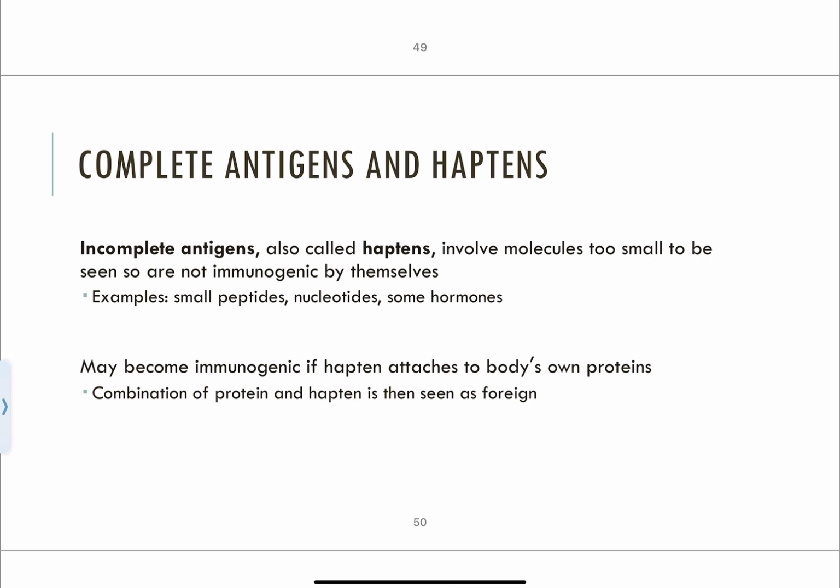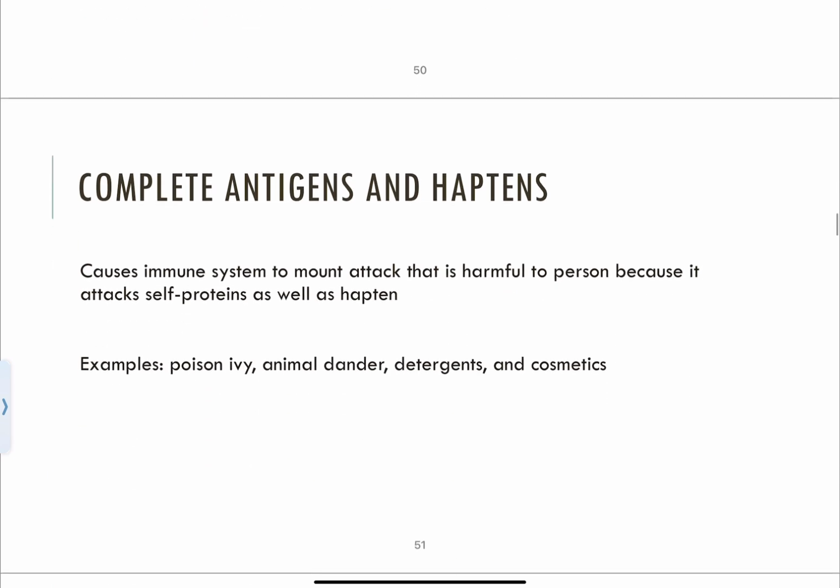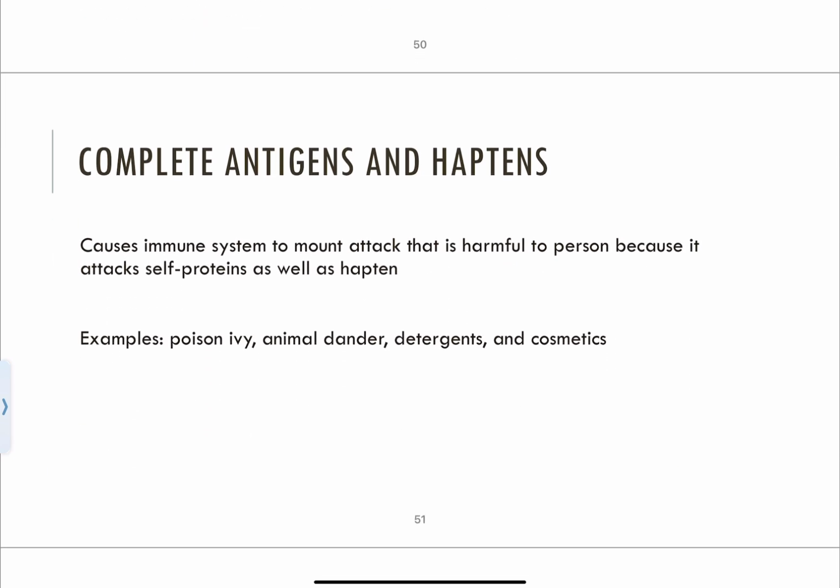However, they can become immunogenic and cause an immune response if we take these haptens and attach them to our own proteins. So then we get a combination of our own protein and a hapten, and that can be seen as foreign. The downside is if these haptens go in and attach to our own proteins, that can cause our immune system to mount an attack against our own proteins because they have this hapten attached.